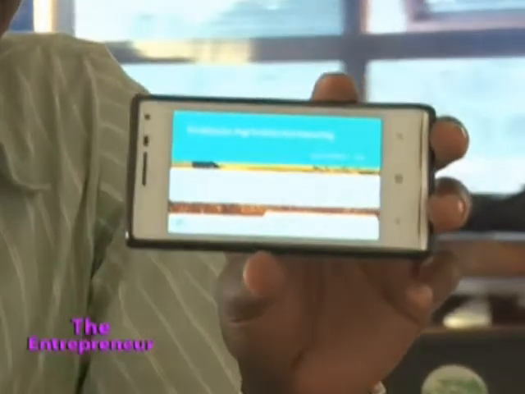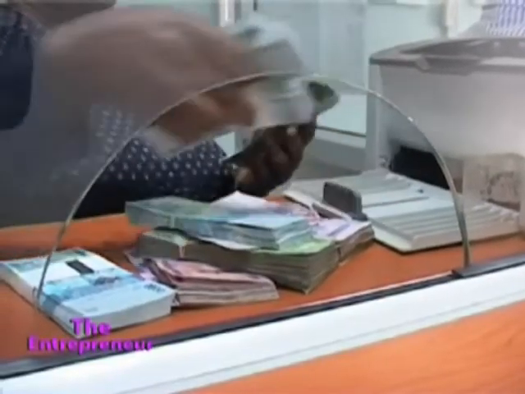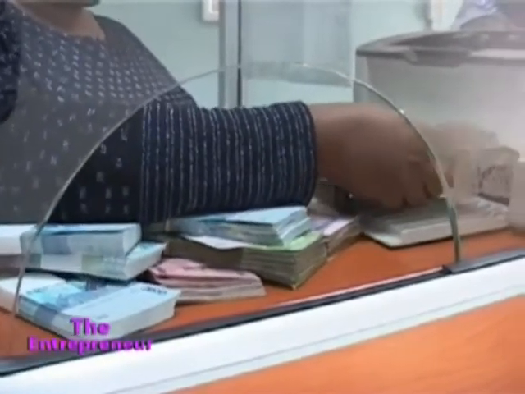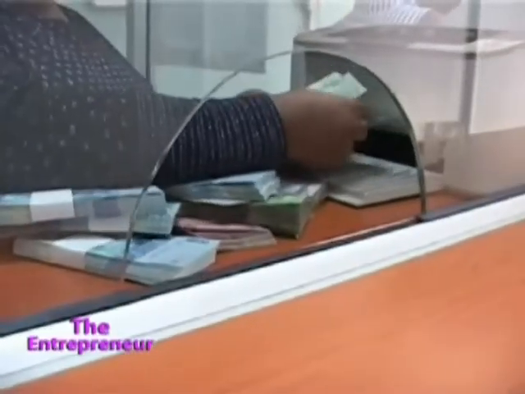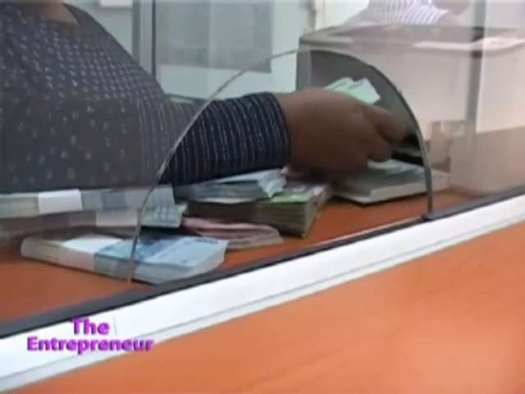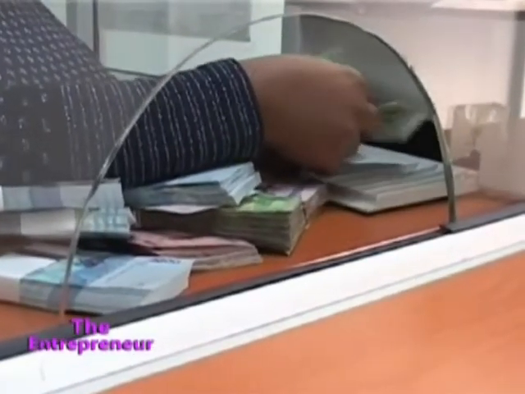They open up an account with maybe Centenary Bank. That's where they deposit their money. Someone has to collect money from a SACCO office or a SACCO center and take the money to Centenary and bank it. You see, money is in the hands of individuals. This application links the SACCO account with the mobile phones of these farmers. A farmer can directly deposit the money to Centenary Bank where the SACCO has its account.